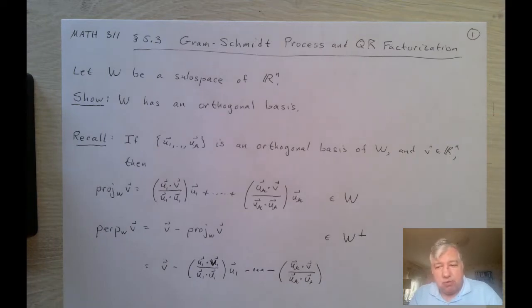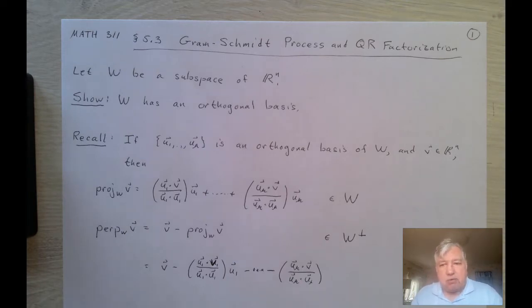The process of creating an orthogonal basis from a regular basis is called the Gram-Schmidt process, and a very nice consequence of that is something called QR factorization of certain matrices. So we'll look at both of those. The main goal throughout this lecture is, we're going to assume that W is a subspace of Rn, and we want to show that W has an orthogonal basis.